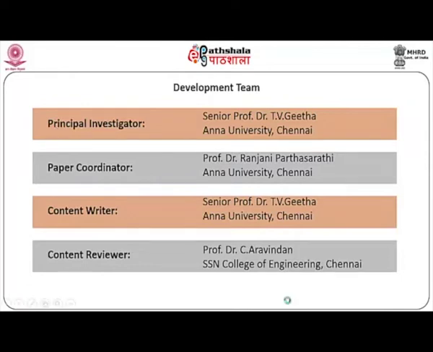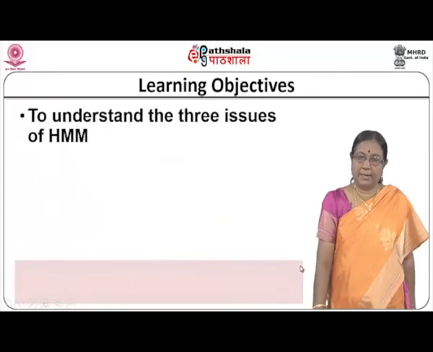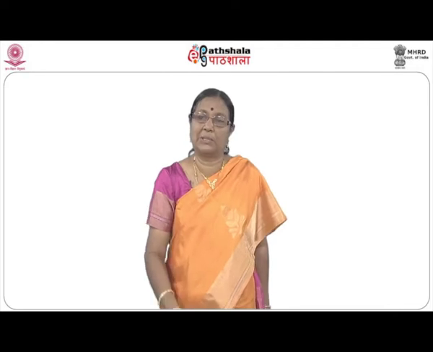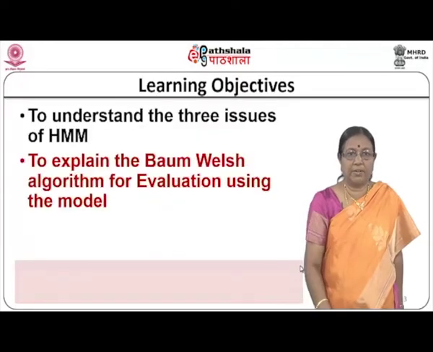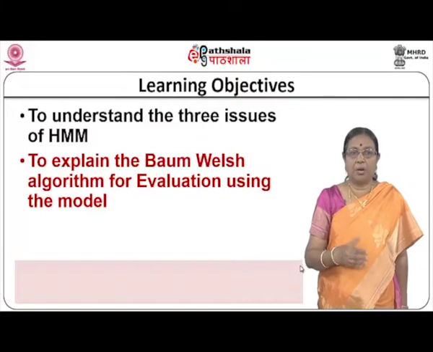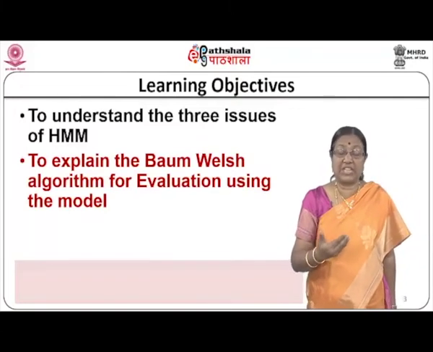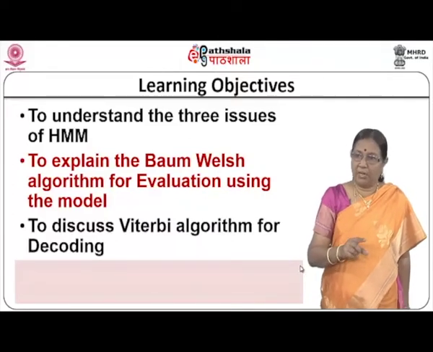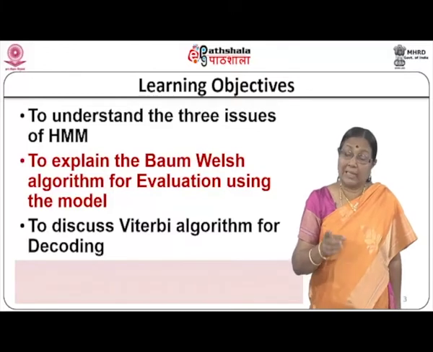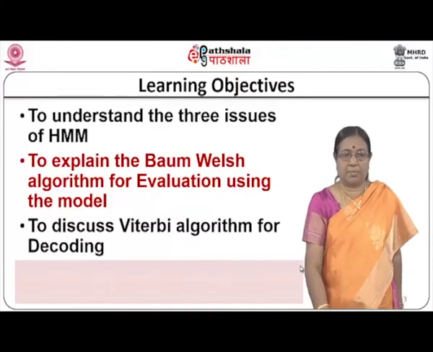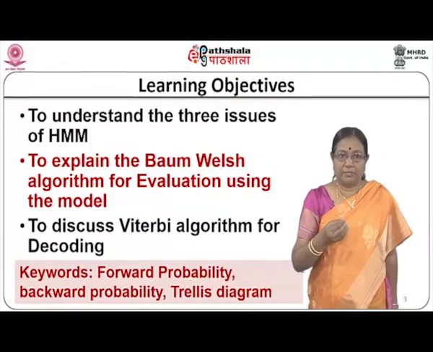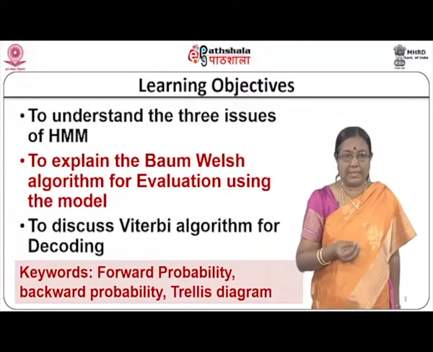And now let us look at the learning objectives associated with this module. The first learning objective is to understand the three issues of HMM modeling, hidden Markov modeling. There are three problems, as they are called, or questions or issues, whatever it is, associated with HMM. Then we are going to explain, for one of those issues, how the Baum Welch algorithm is used. Okay. And then we are going to look at the second issue here, which is decoding, for which we are going to discuss the Viterbi algorithm. The third issue will be discussed in the next module, not in this module. So, the keywords associated with this particular module are forward probability, backward probability and the trellis diagram.